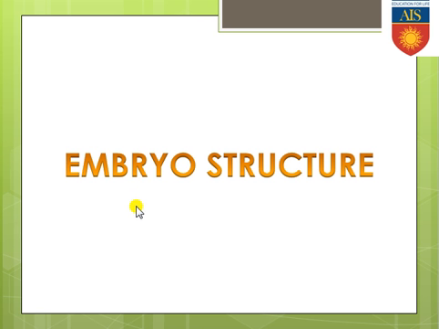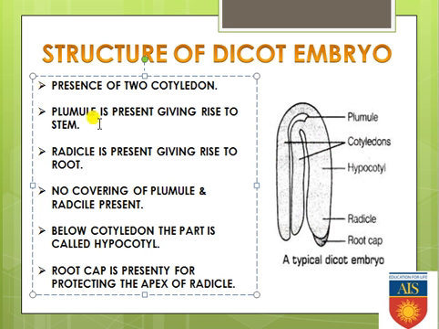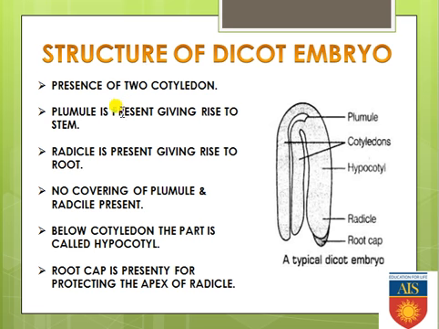What about the embryo structure? Because we have already discussed embryo formation, now we have to discuss the embryo structure. First of all, we will discuss the dicot embryo structure. You can see your dicot embryo structure on the right-hand side. So let's see whatever parts are present here. First part is the presence of two cotyledons. Obviously it is a dicot embryo, so for that reason two cotyledons will be present.